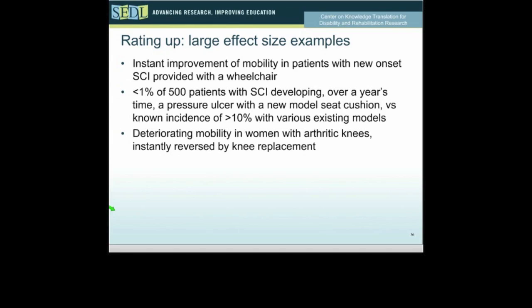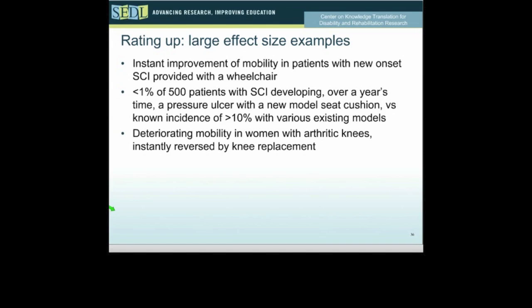That's a large effect size. And we may have similar things, and being an SCI researcher, my examples tend to come from there. If in large numbers of cases, your ulcer development percentage goes down from old type cushions to new type cushions from 10% to 1%.